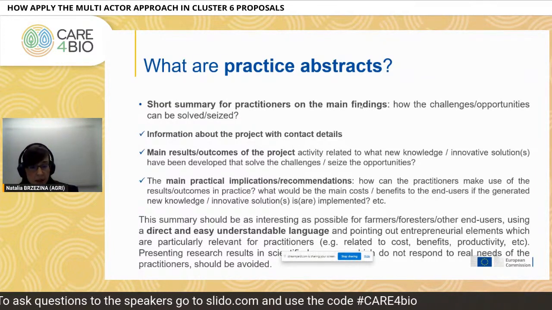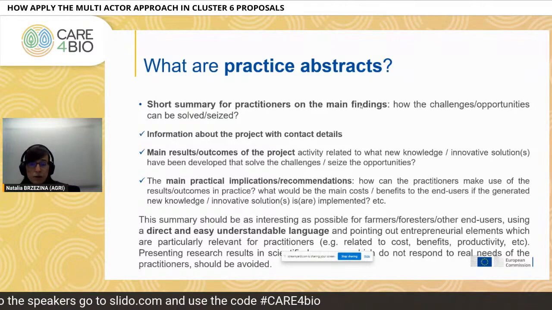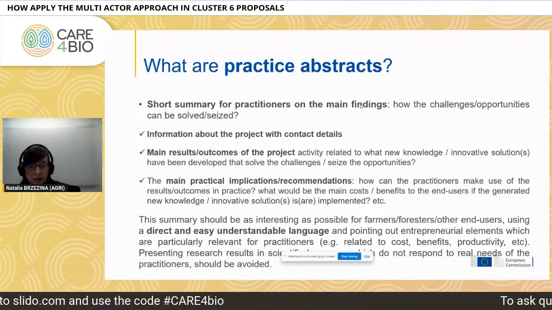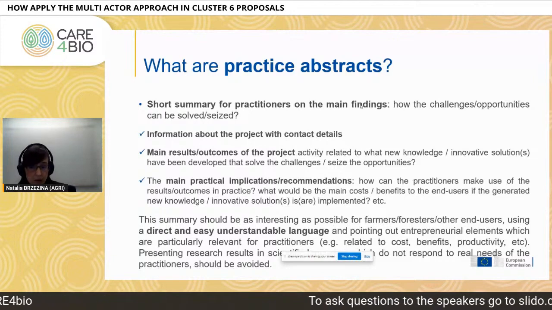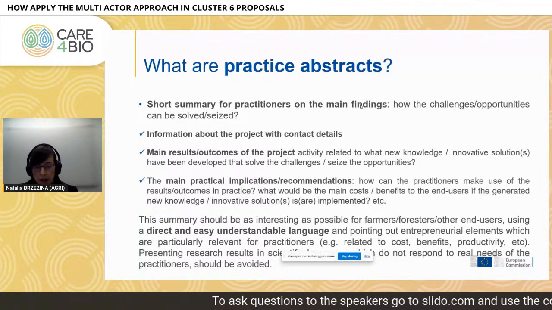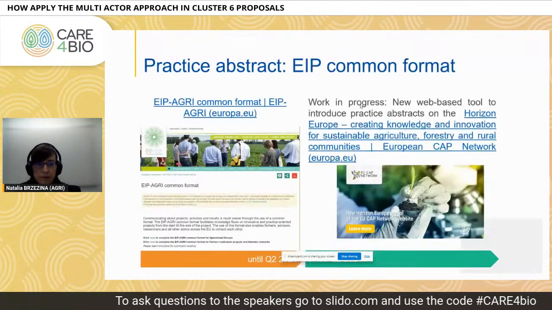And this summary should be as interesting as possible for farmers, foresters, and other end users, using direct and easily understandable language. So this is really important, that the language is really understandable.